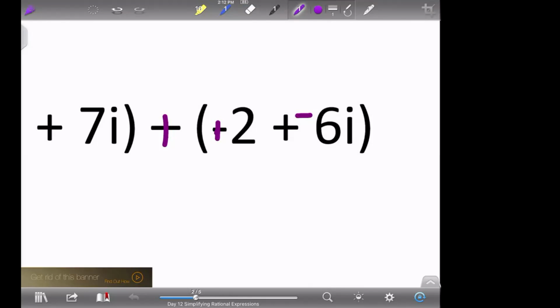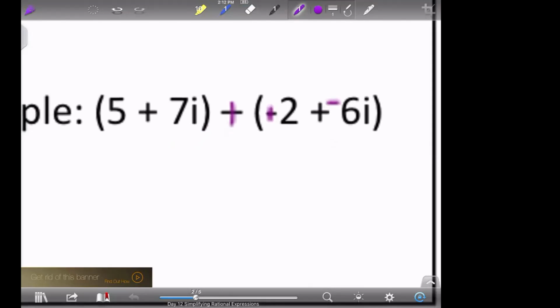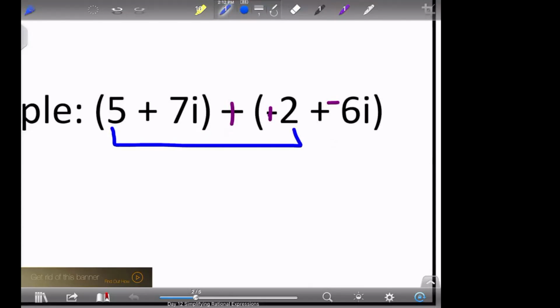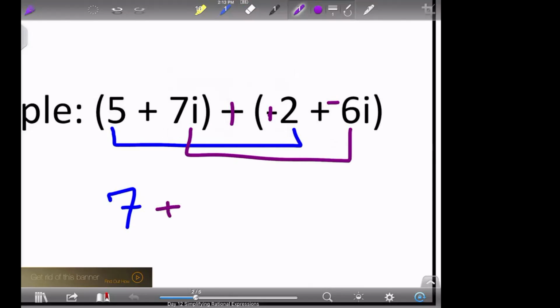And now we have a problem just like the last one. We are going to just combine like terms. Always do your real numbers first. So real numbers, 5 plus 2 is 7. Imaginary numbers get combined again. 7i and -6i is 7 minus 6, which is just 1i, which we could just write as i. No need to write 1 in front of it, just like you would x.